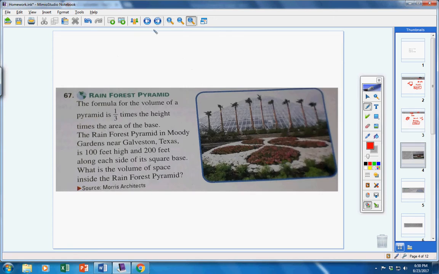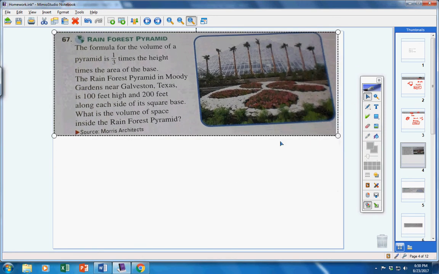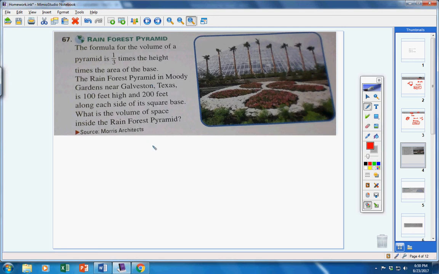Number 67. The formula for the volume of a pyramid is, are you ready? They give you the formula right here. The volume of a pyramid is, look guys, 1/3 times the height times the area of the base. I'm going to put A of B, area of base.